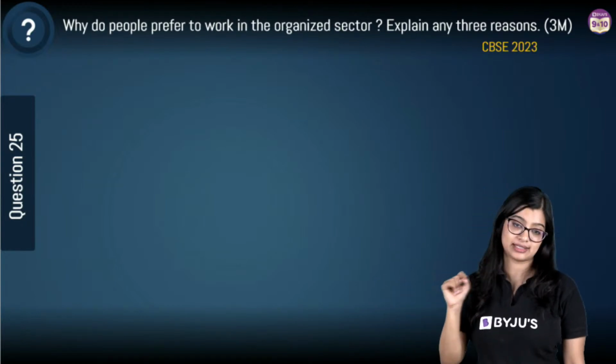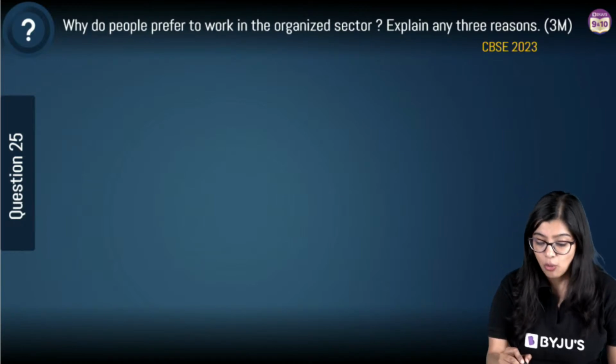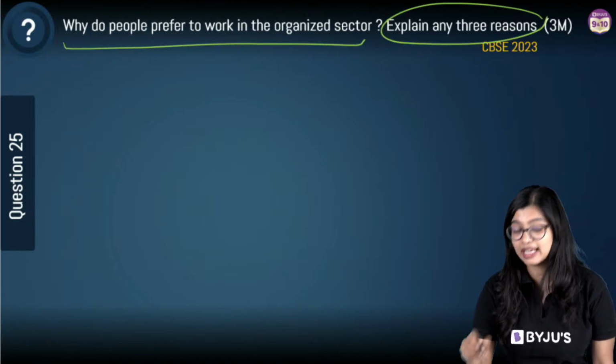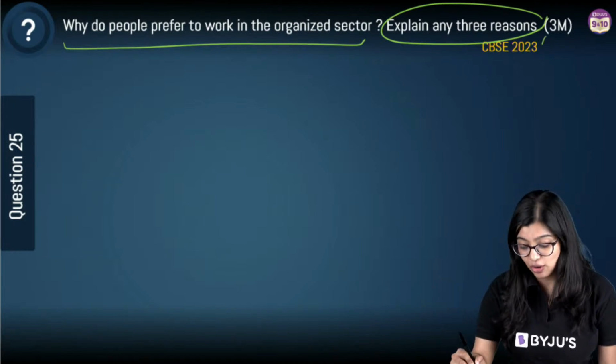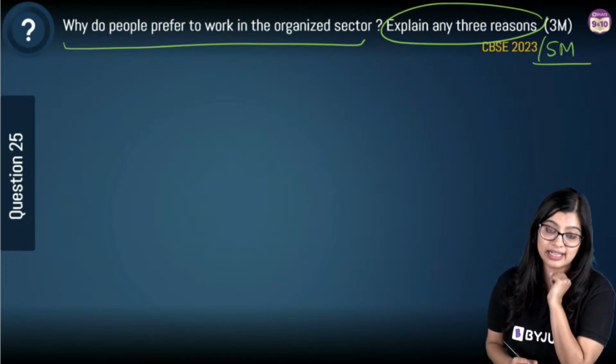So that is how the shift has happened. Now let's move on to the next one. Why do people prefer to work in an organized sector? Explain any 3 reasons. This question can also come for 5 marks. So this is one type of question that they'll ask.